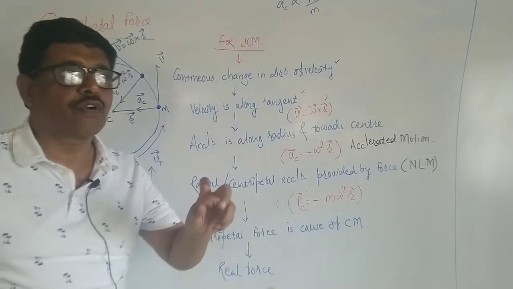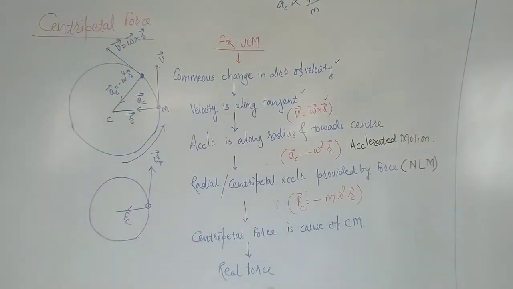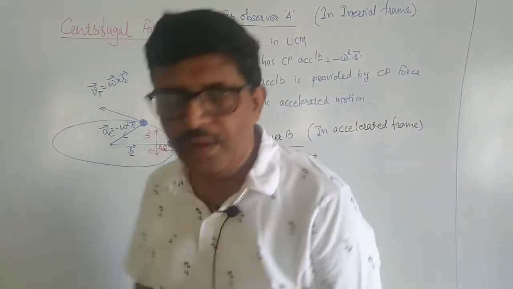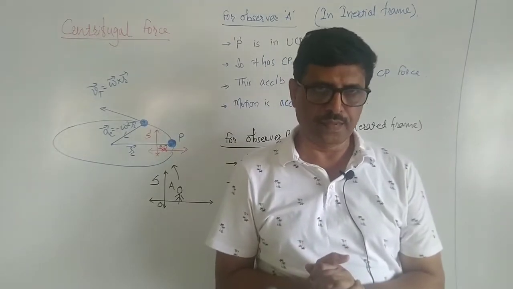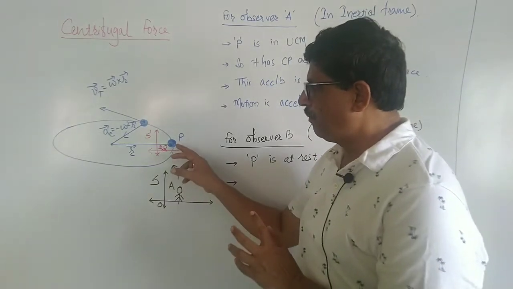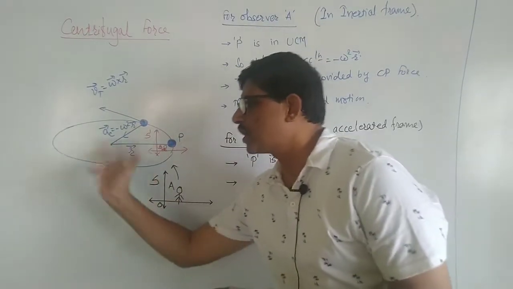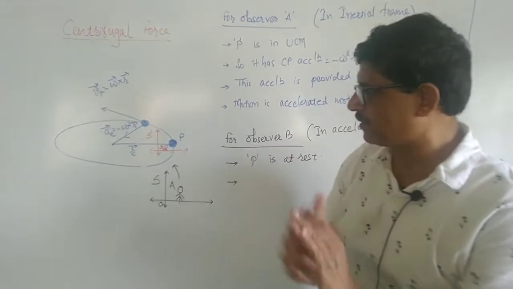Hereafter we will think of what we mean by a centrifugal force. Now we will start with the explanation of centrifugal force. For that, I have drawn a simple figure here. P is the object which is in a circular motion. P is an object in a horizontal circular motion. The circular motion takes place in a horizontal plane about a vertical axis.